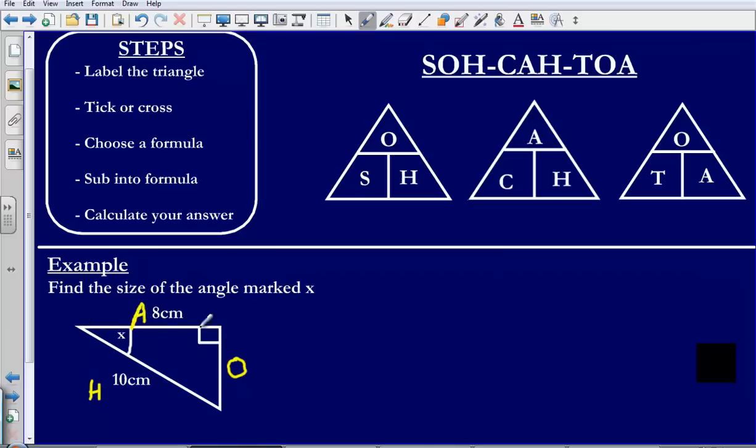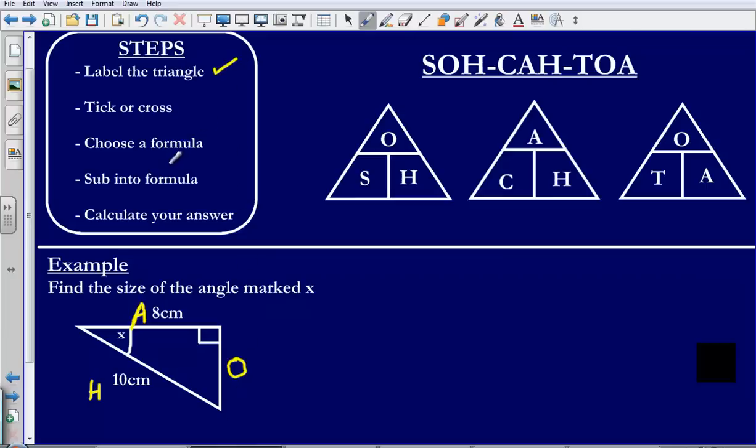This side can be thought of as the side that is not the opposite or the hypotenuse, or we can think about it as being the side that is touching the angle that we're looking for, but is not the longest side of the right angle triangle. Okay, so that is our first step done. We've labelled up our triangle.